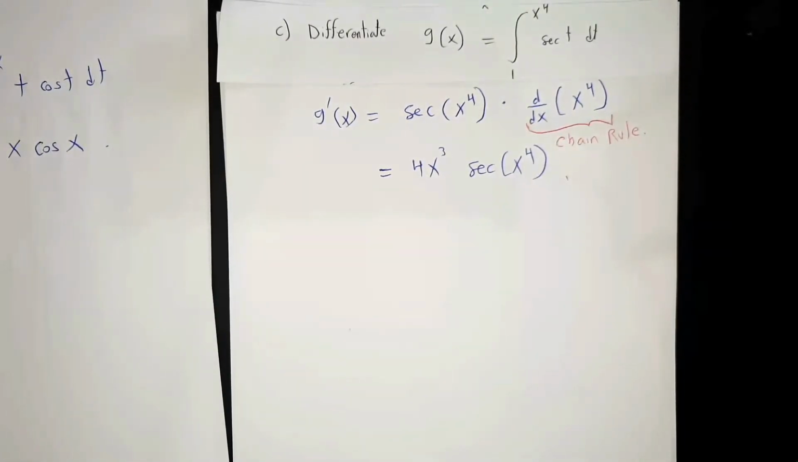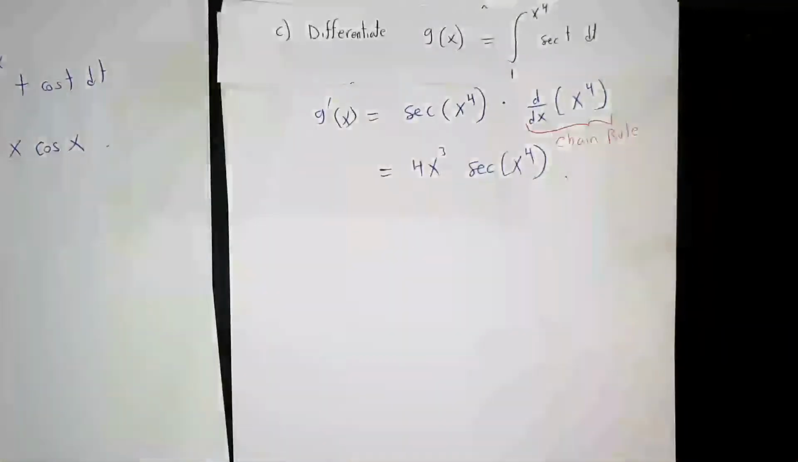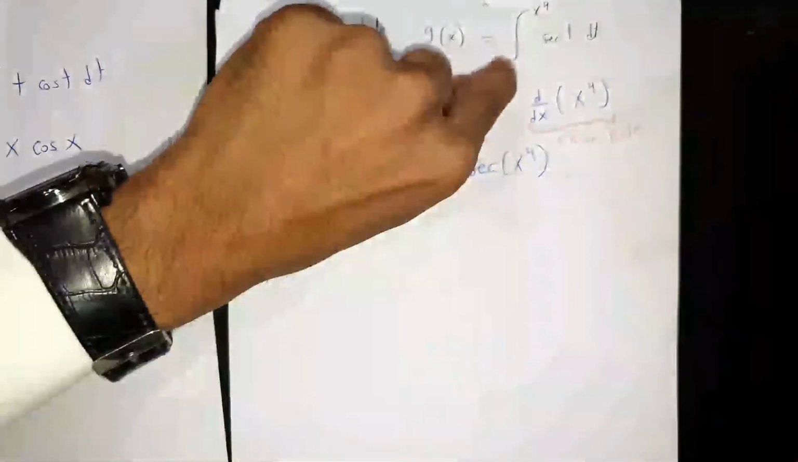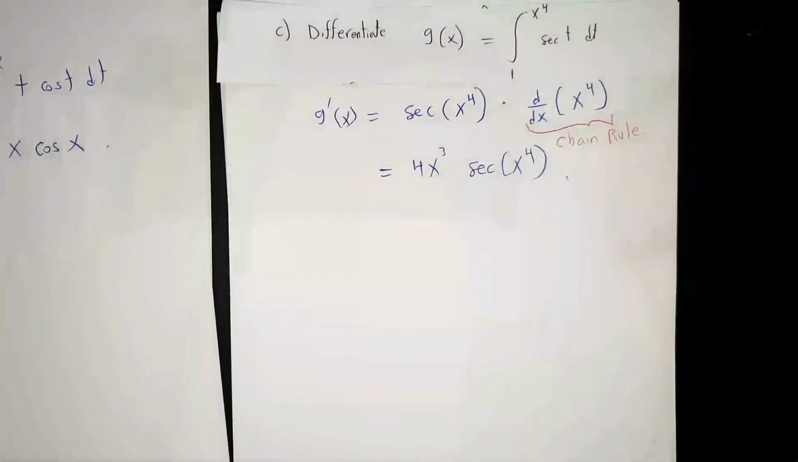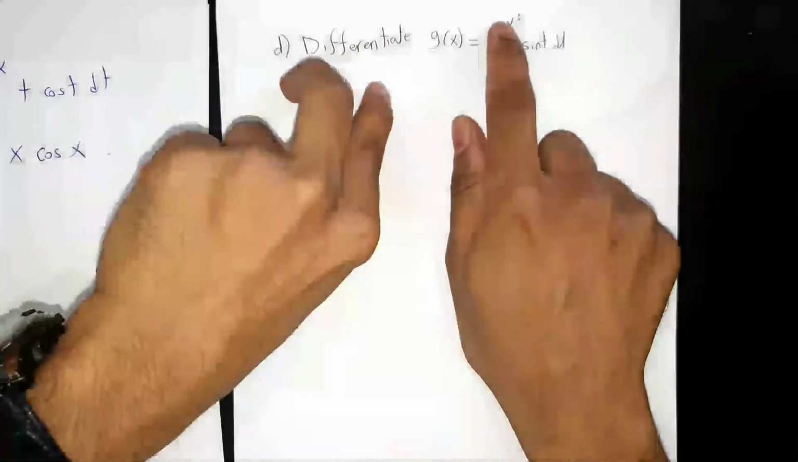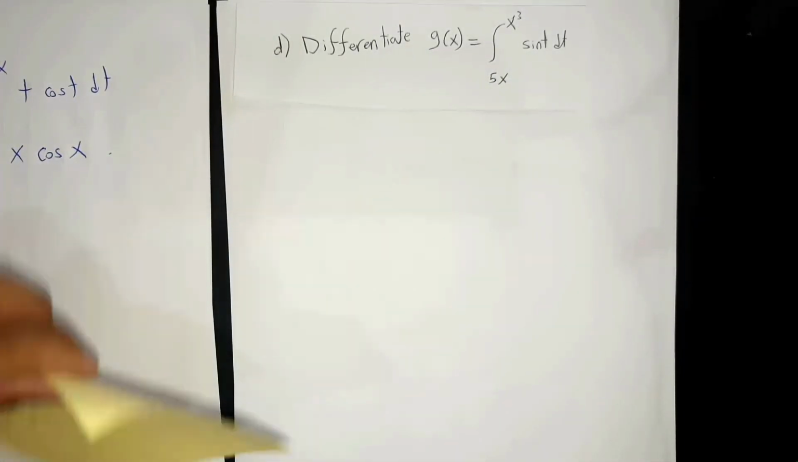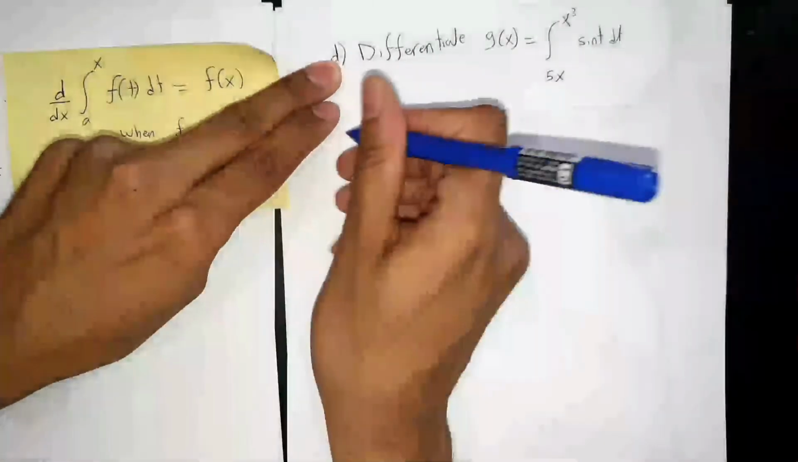Now we will see part D, where we will change this constant by a function. That means the integral will be from a function to a function. That is the most general case of this question. Part D, he said differentiate this function, which is the integral from 5x to x cubed of sine t. How can we do this? As I said, this is the most general case. We need to put it in this form using the properties of the integration.